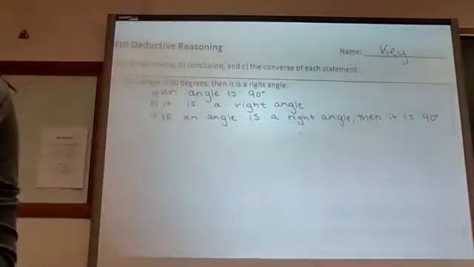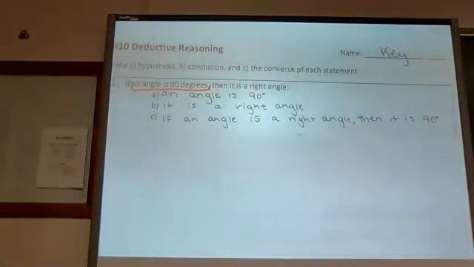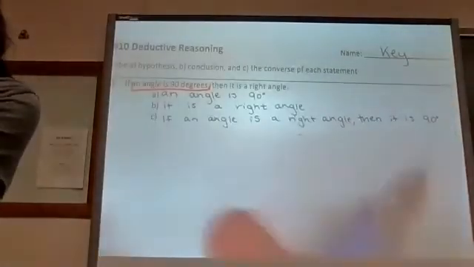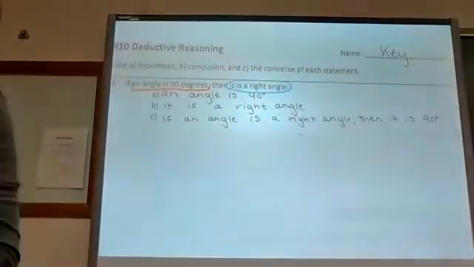And so the hypothesis is what comes after if. So on our first one, our hypothesis is an angle is 90 degrees. That's our hypothesis. Our conclusion then is it's a right angle.